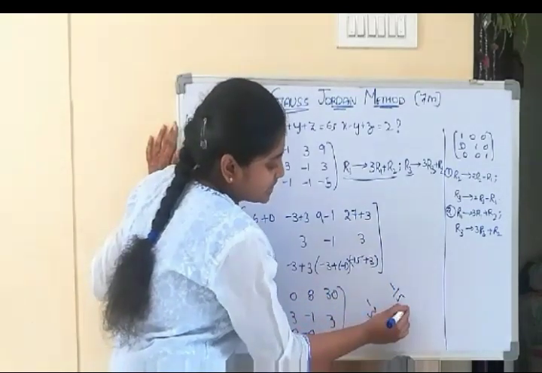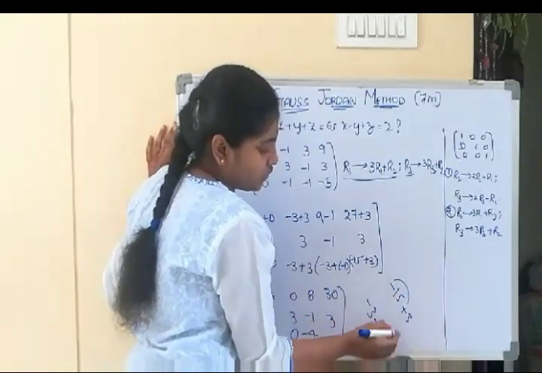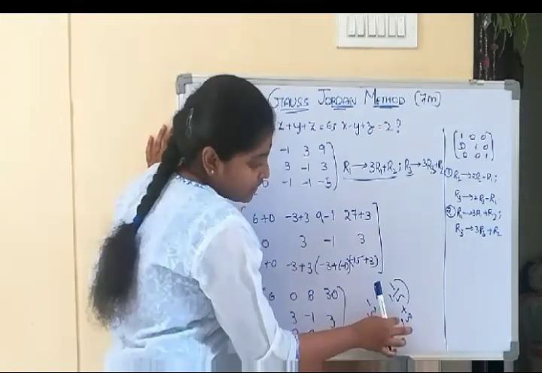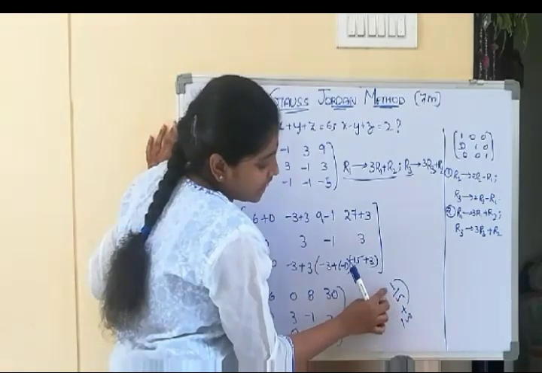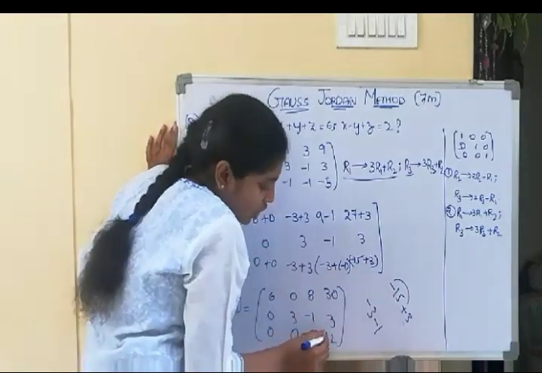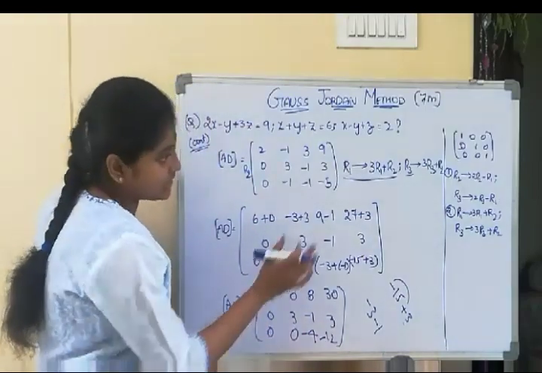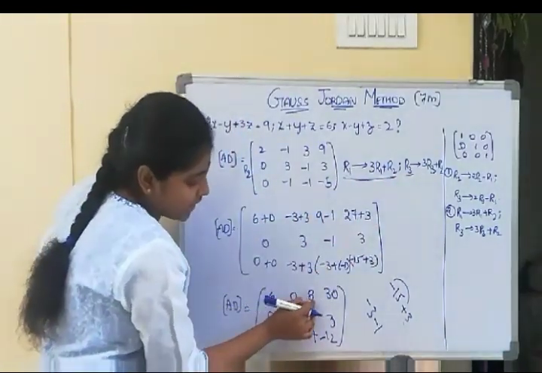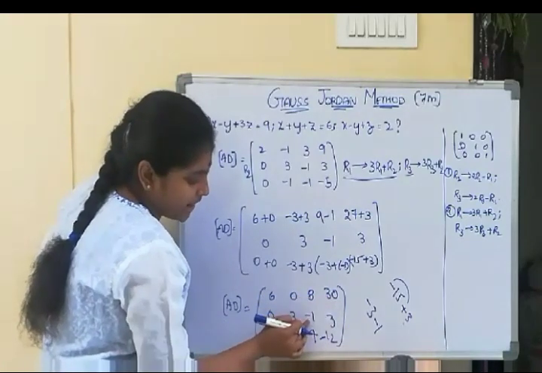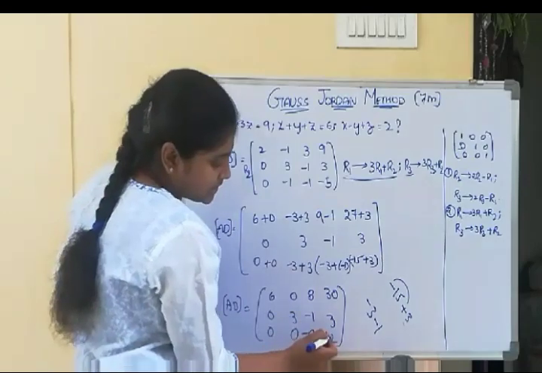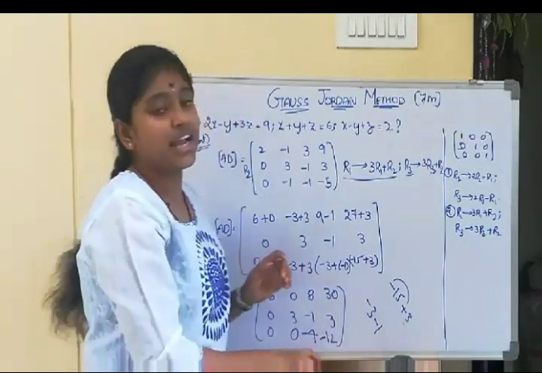Now here minus 15 plus 3, we have different signs, so we need to subtract. 15 minus 3 is 12. 15 is the highest number and it has the minus sign, so it is minus 12. So the matrix after completing the second step would be 6, 0, 8, 30, 0, 3, minus 1, 3, 0, 0, minus 4, minus 12.